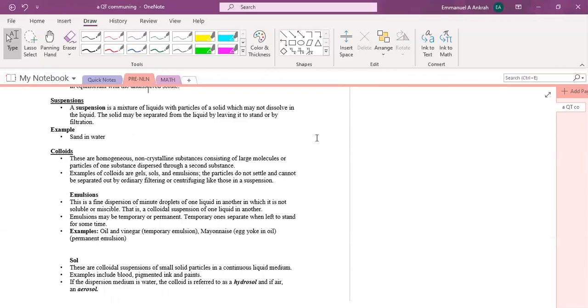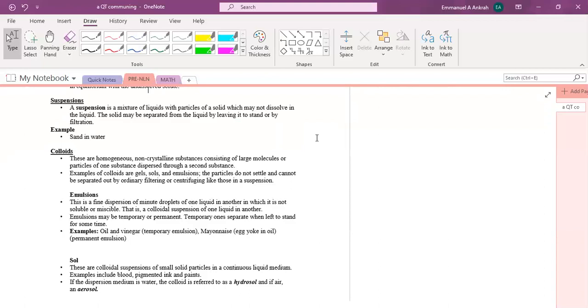That's why some medications, like a powder substance in water, you have to shake before you give it, because once you leave it, the particles separate and go to the bottom of the liquid.